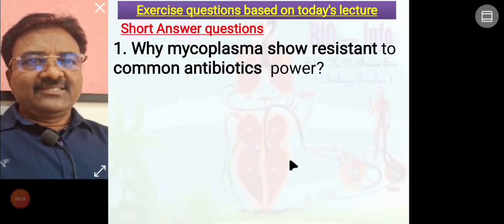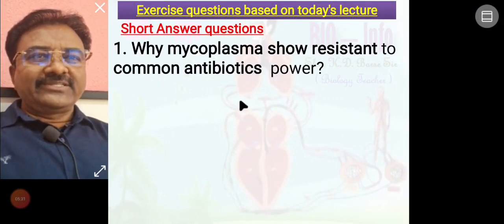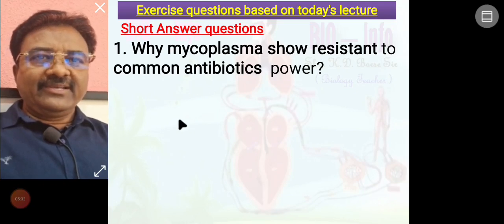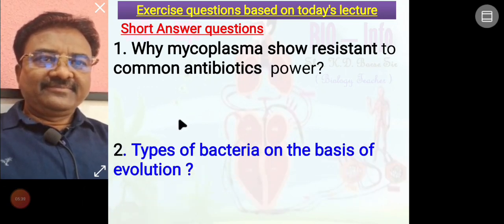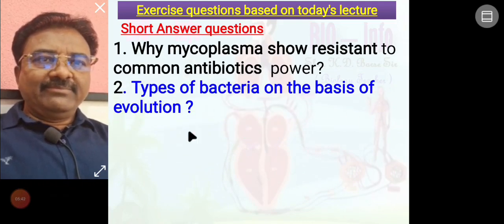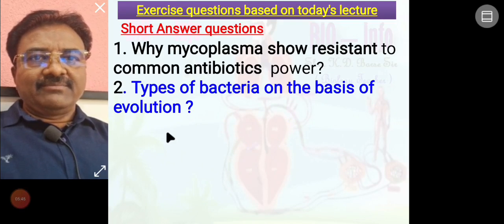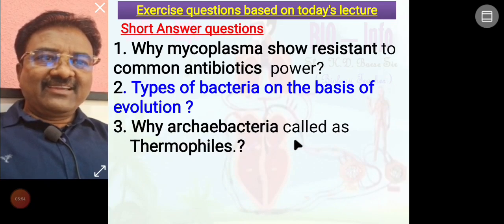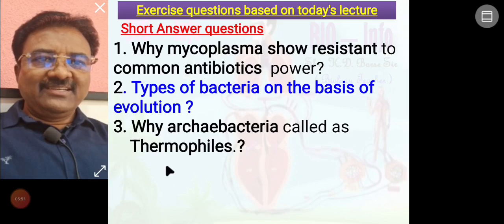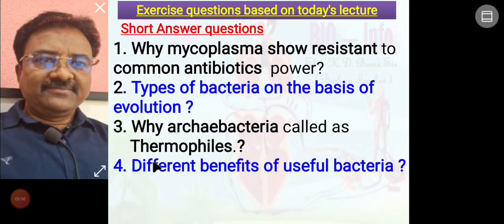Short answer questions. Why does mycoplasma show resistance to common antibiotics? Yes, because of the absent cell wall. Types of bacteria on the basis of evolution? Yes, there are two types of bacteria on the basis of evolution: archaebacteria and eubacteria. Why are archaebacteria called thermophiles? Yes, archaebacteria survive very extreme temperature conditions, so they are called thermophiles.